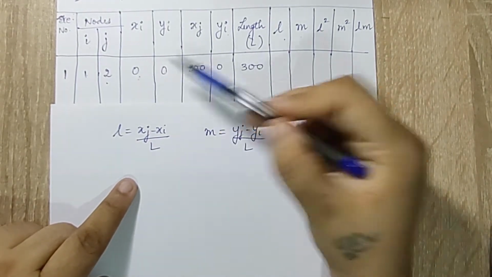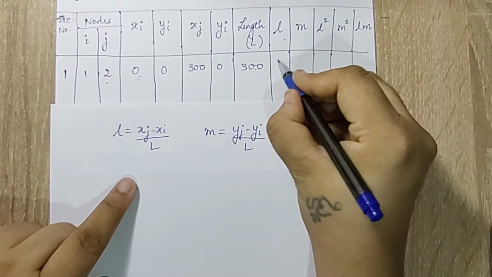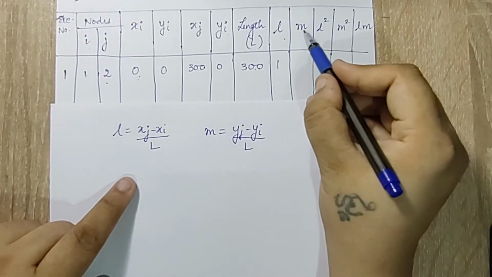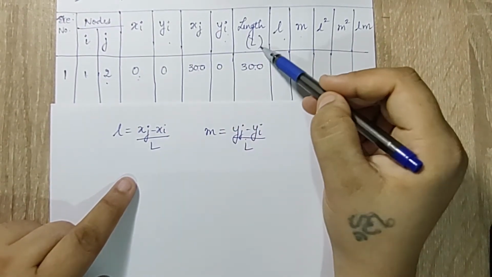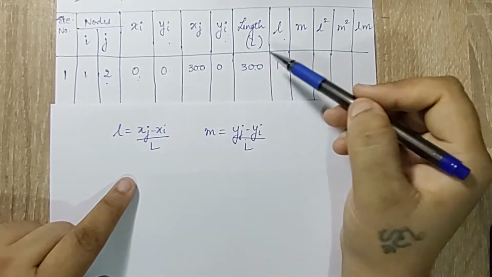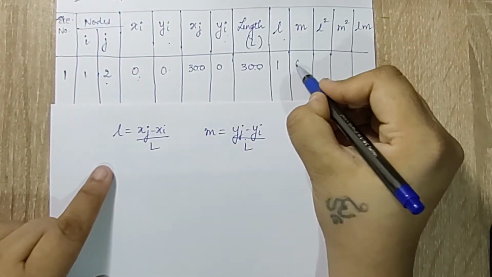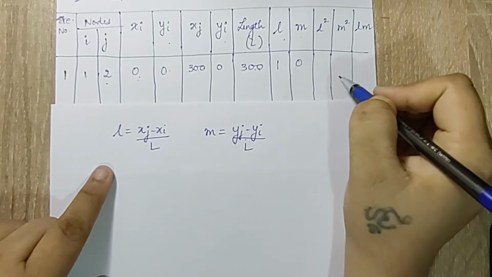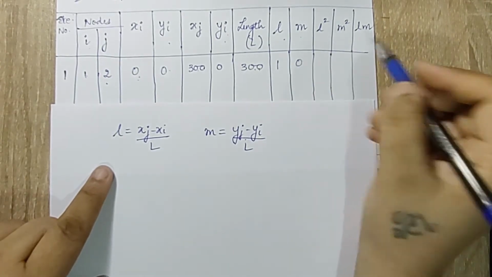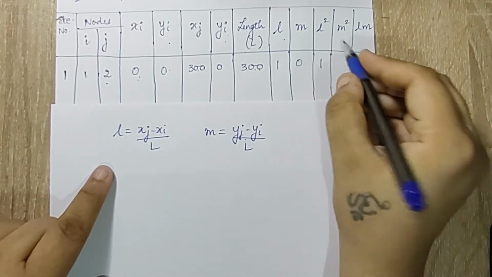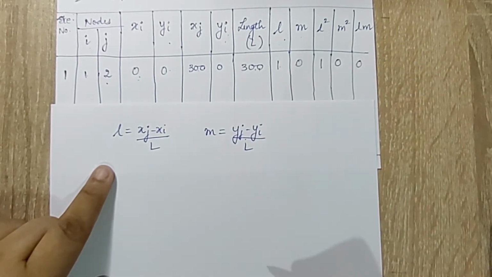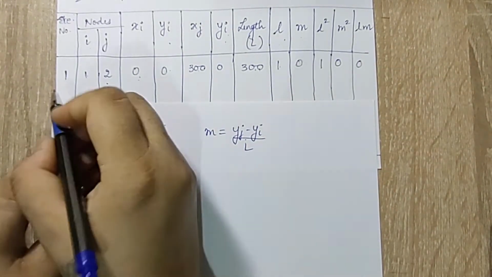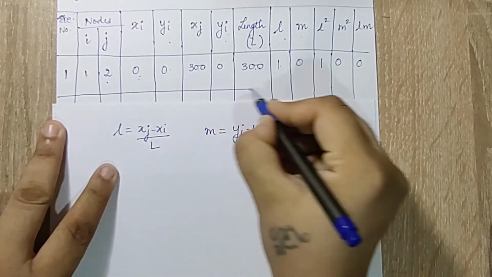So it is (300 minus 0) upon 300, which will make it 1. When I am solving for m, it is yj minus yi upon L. Here it is (0 minus 0) upon 300, which makes it 0. Next calculation is very simple. L square of this number is 1, m square is 0, and L into m will make it 0. So this is the entire calculation for the first element.